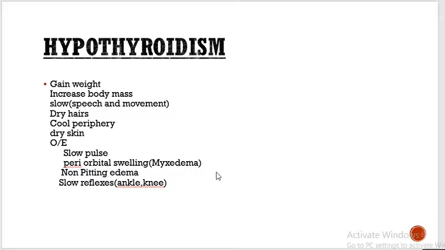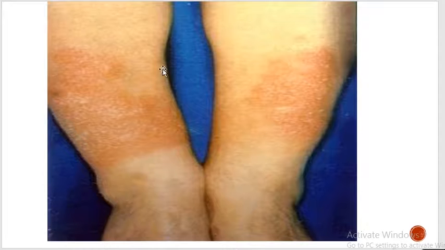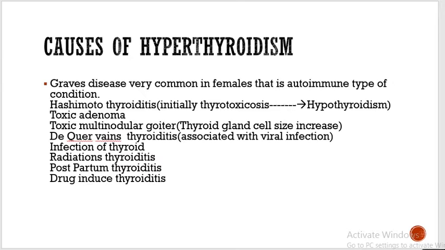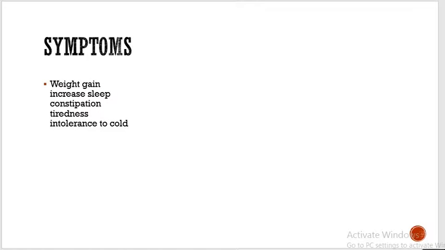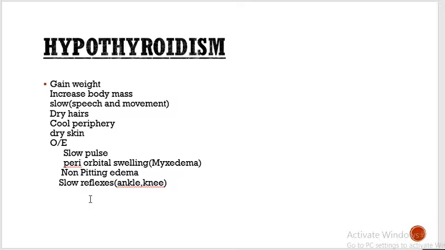Then there will be non-pitting edema in the pre-tibial area. In this picture, the pre-tibial area shows non-pitting edema. This is how a hypothyroidism patient clinically presents. In a hypothyroidism patient, there will also be slow reflexes, like the ankle reflex or knee jerk reflex. Their biceps reflex and triceps reflex will also be slowed down. All reflexes will be slowed.